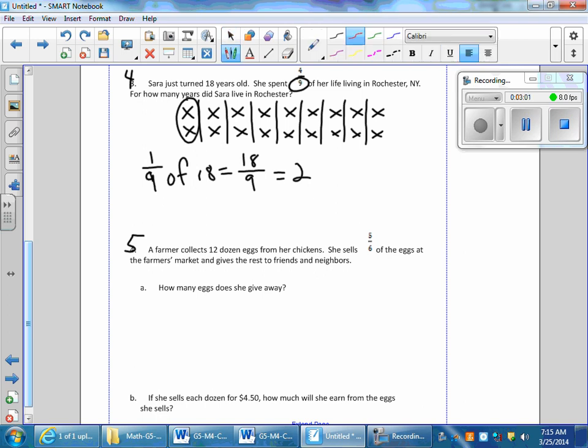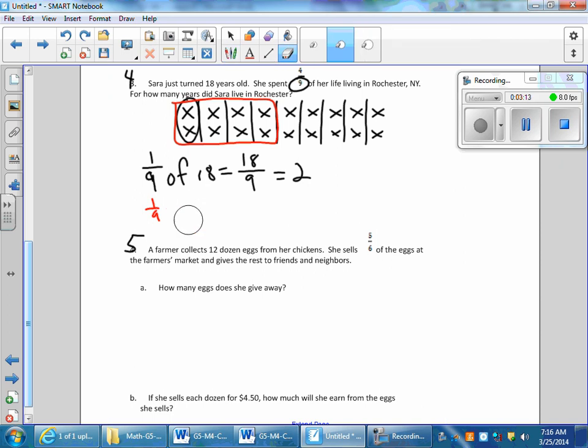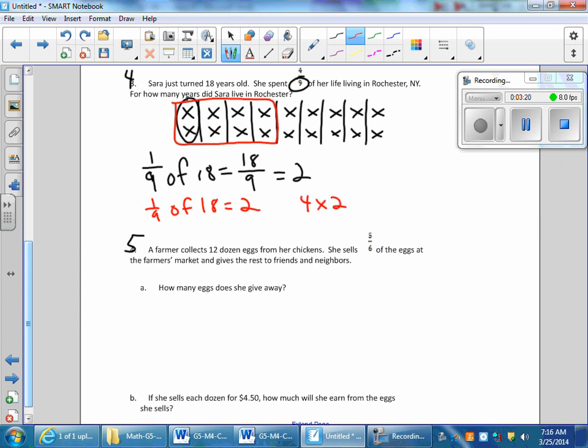Now if I want 4/9, I could take 1/9, which was 2. 1/9 of 18 was 2. So I can take 4 times 2, because 4/9 is 4 times 1/9. 4 times 2 is 8.